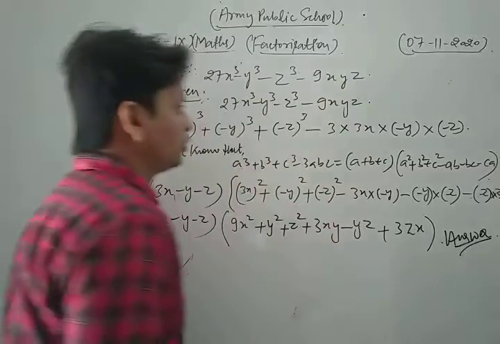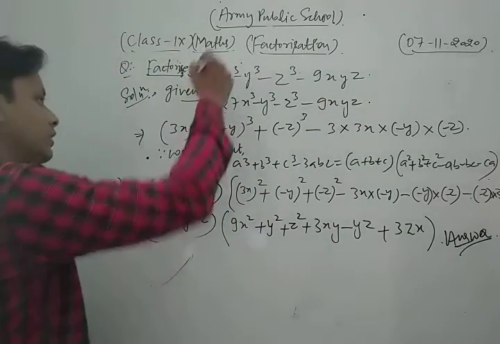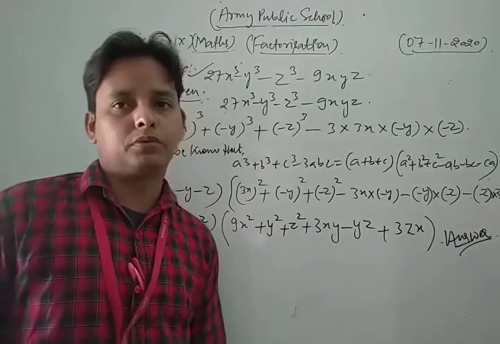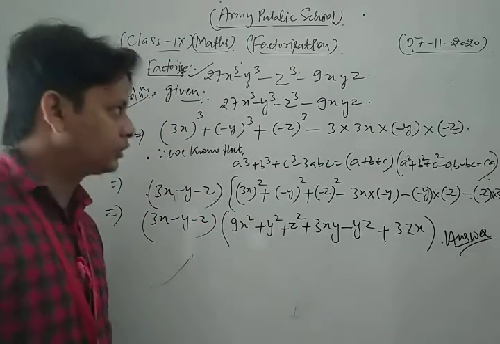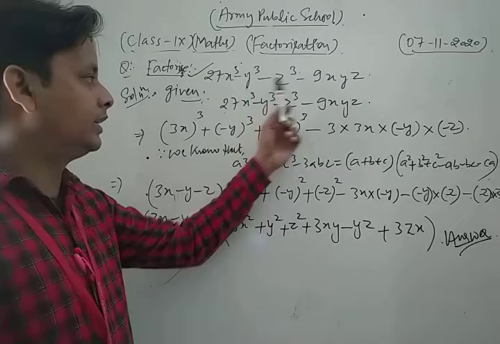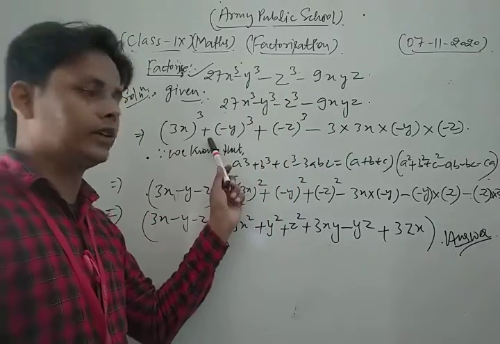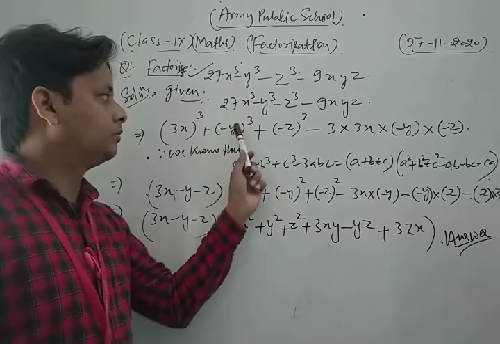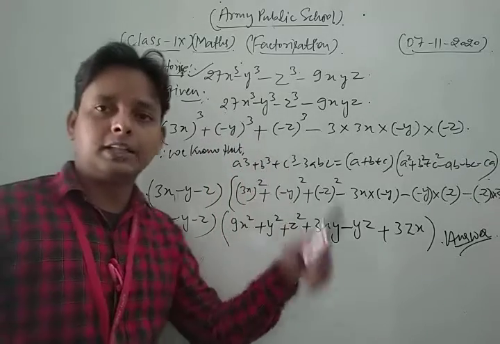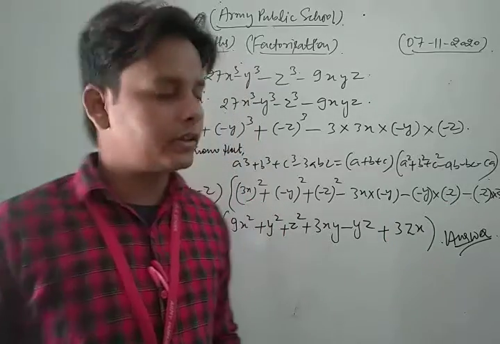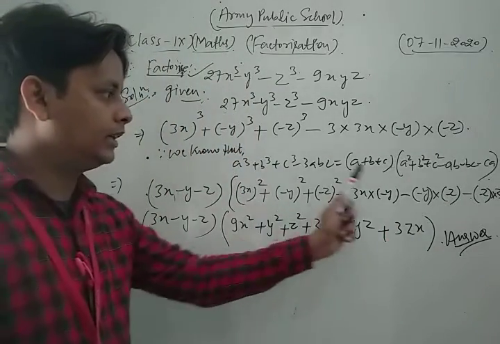This is one of the most important questions of your NCERT exercise. So please do more and more practice of this type of question. Let's see once more time. Dear students, first of all we write the question here. First of all we arrange the given question in this way: a cube plus b cube plus c cube minus 3abc. Means we arrange the given question based on the identities. After that, dear students, we apply that identity.